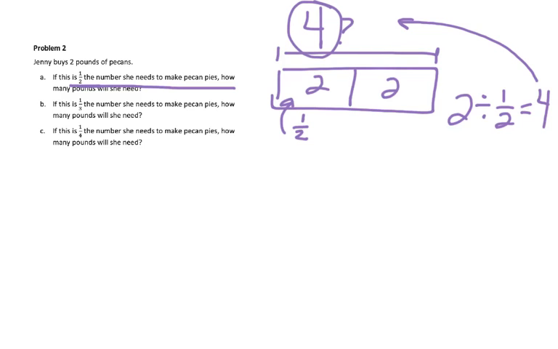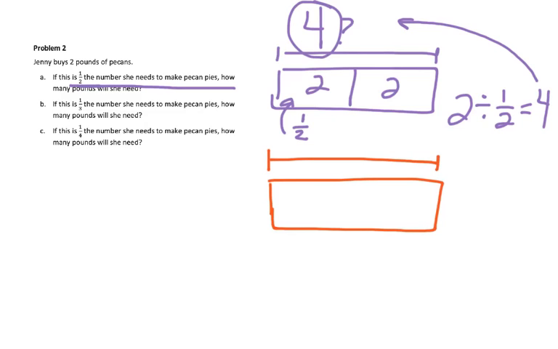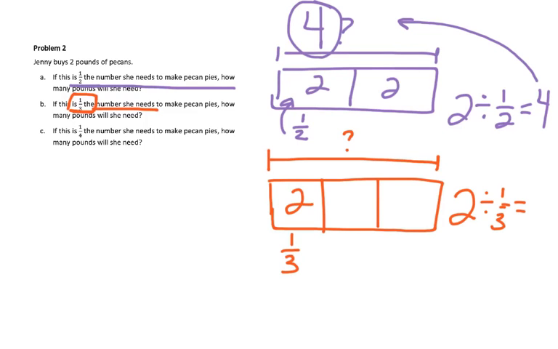Let's look at letter B. Jenny buys 2 pounds of pecans. Okay, so she has 2 pounds, and 2 pounds is 1/3 the number she needs. So of the whole, she has 1/3 of it, and the value of that third is 2. That's 2 pounds. How many pounds will she need in all? Well, what this is showing is 2 divided by 1/3, which would be 2, 4, 6.